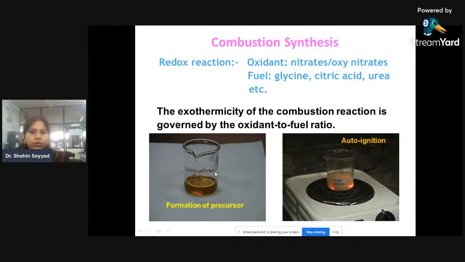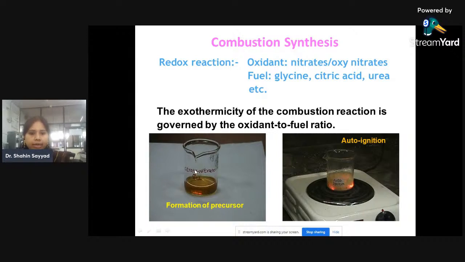Now what I will do, I will take a nitrate. I dissolve that nitrate in a pot of water and then add fuel in a proper oxidant to fuel ratio. I can take a 1:1 ratio, I can take a 1:2 ratio. So what will the ratio decide? The ratio will decide the auto ignition, how fast auto ignition works. Auto ignition means self heat generation.